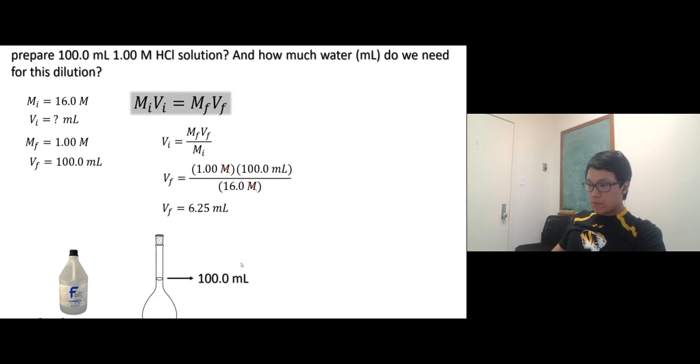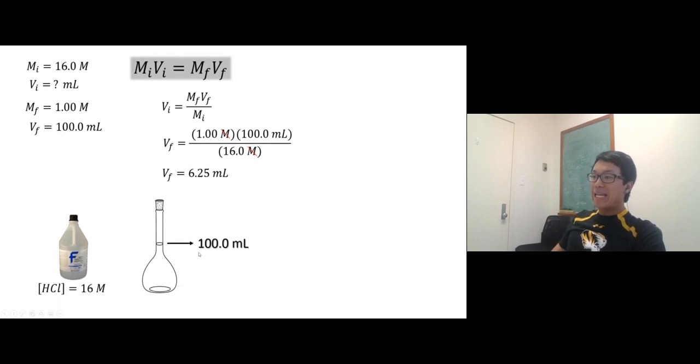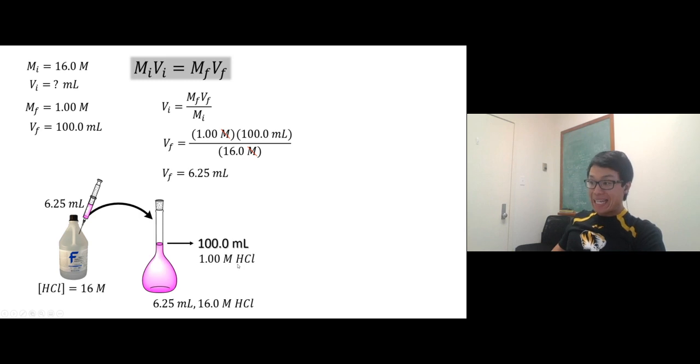Take a look. All right, so we'll take a 100 milliliter volumetric flask. We have a 16 molar stock. Right? So I'm going to take your syringe to take some of this, only 6.25 milliliter. We calculated that right there. Put into this volumetric flask. Just a little bit of it. Okay, and then you're going to add water up to 100 milliliter.